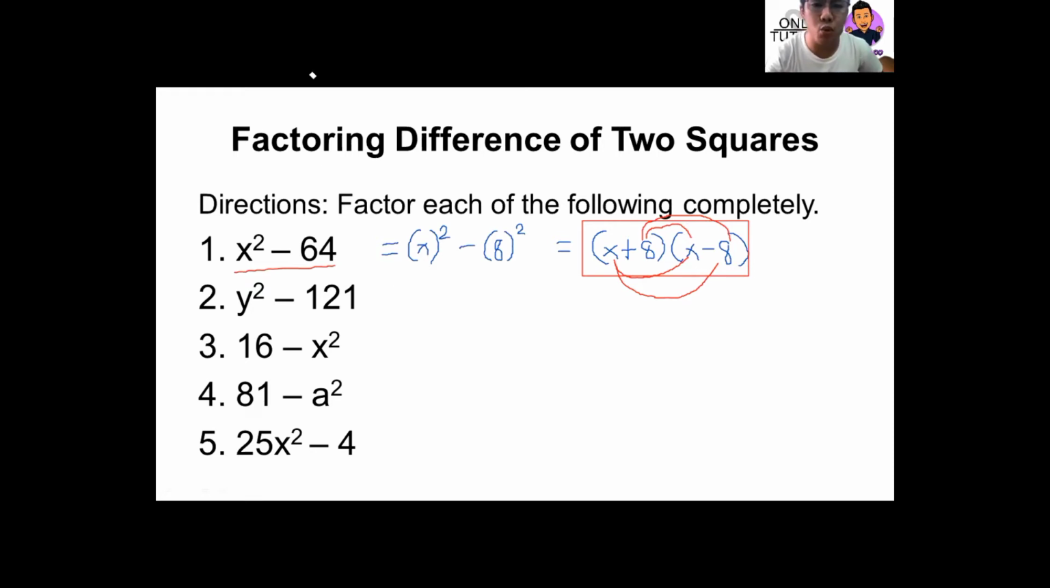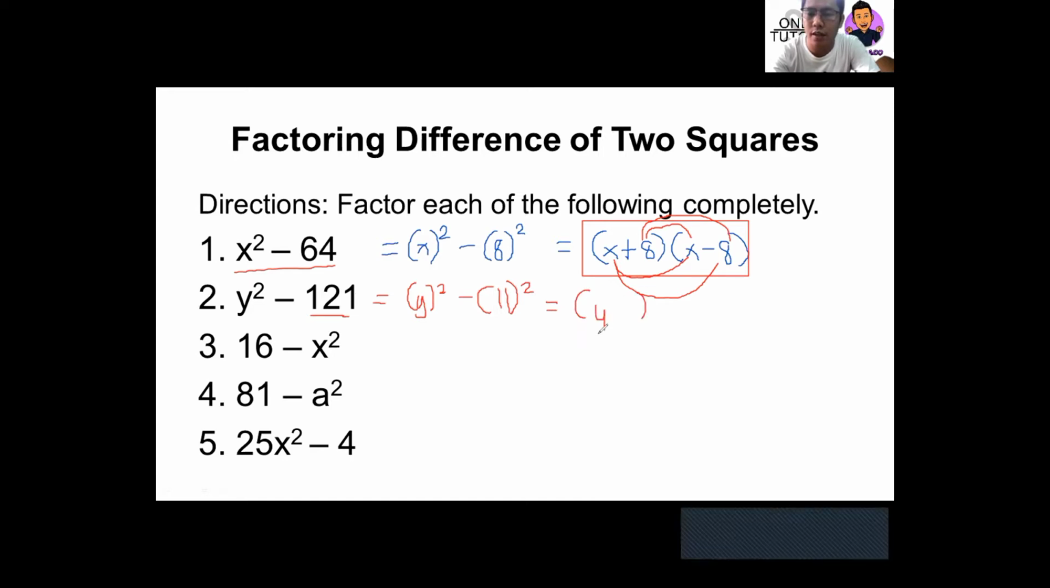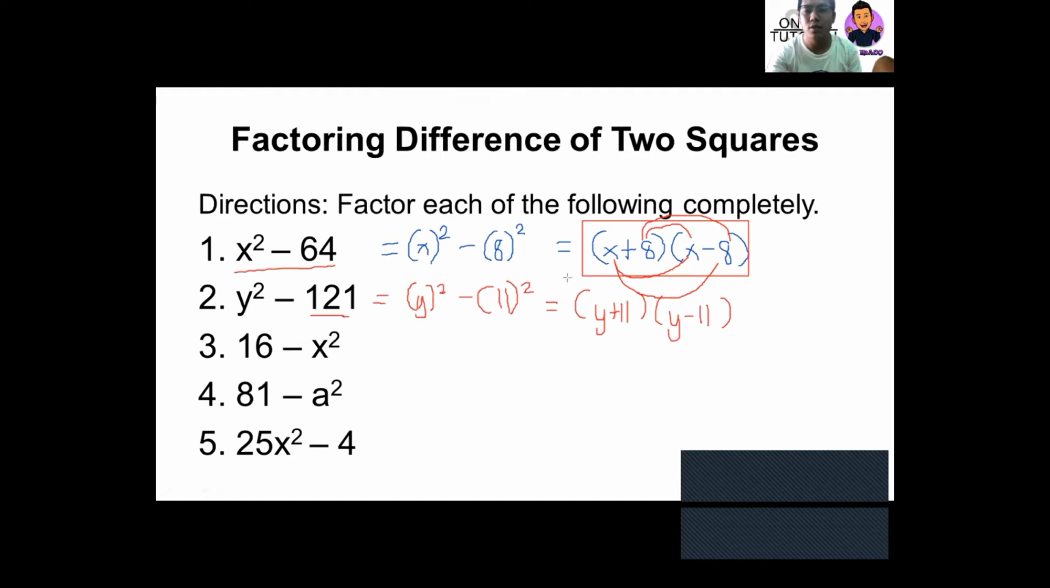Okay. So let's try number 2. Again, let us write this as the difference of two squares. y squared minus 121. What number do you multiply to itself that comes up with 121? Okay, that is 11. So y squared minus 11 squared. Since we already wrote it as the difference of two squares, the factor of y squared minus 121 is the sum of y and 11 multiplied to the difference. Therefore, it is y plus 11 times y minus 11.